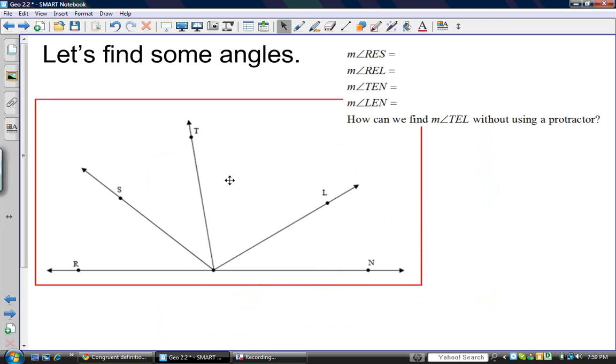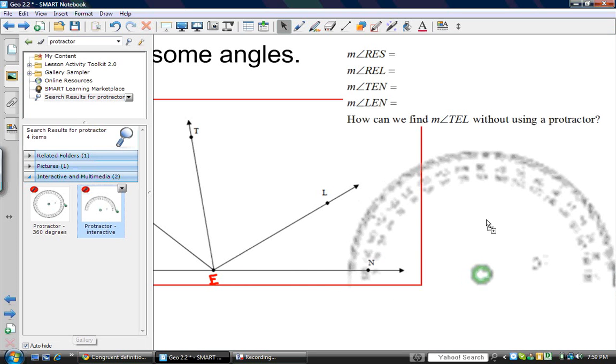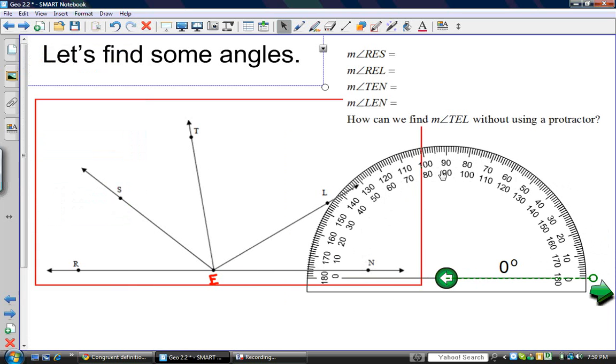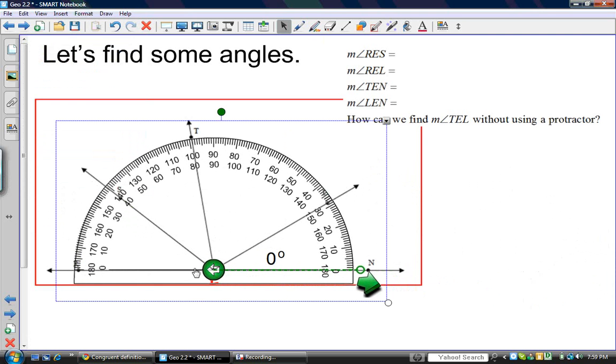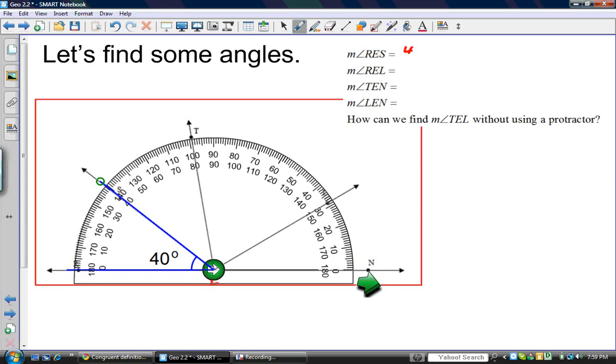Let's find some angles here. Now, this wants us to find REX. And E should be here. So angle REX. We'll line this up. Nice and easy. RES. Pull this up. And it looks like it's just about 40. So I can write up here: measure of angle RES is 40 degrees.